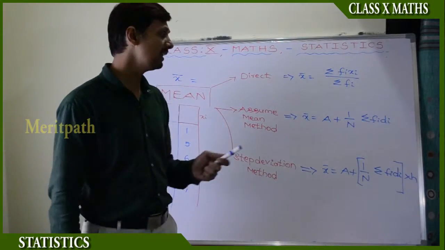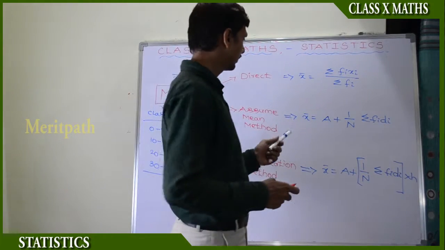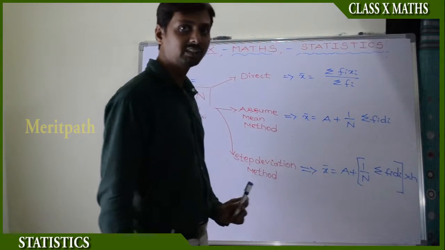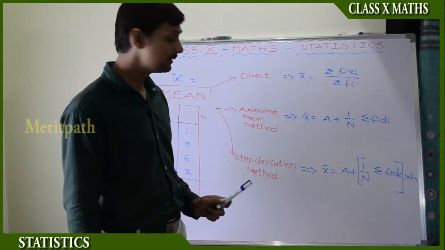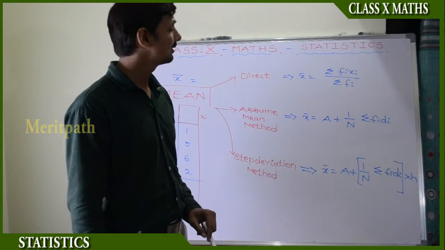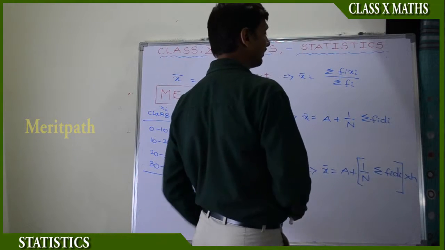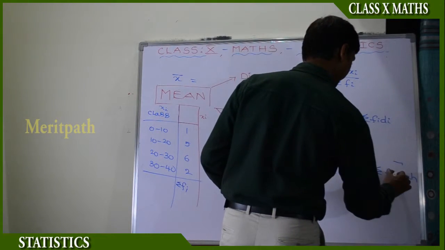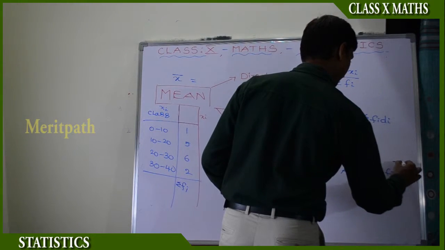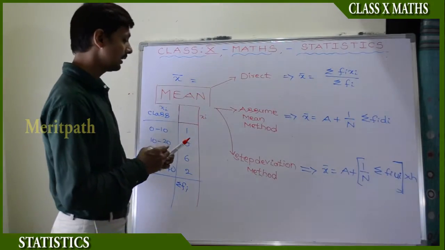x bar is equal to a plus 1 by n sigma fi di, and in the step deviation method, x bar is equal to a plus 1 by n sigma fi ui into h. Let's find out.